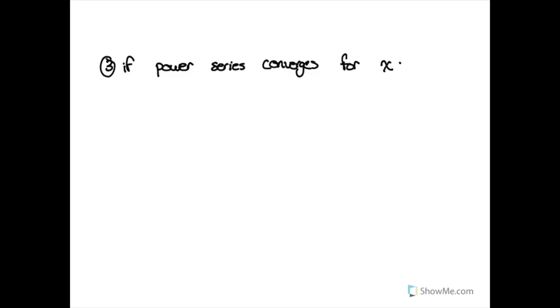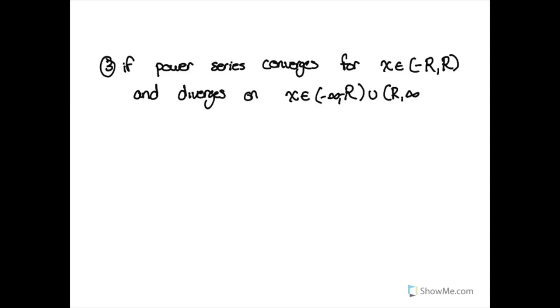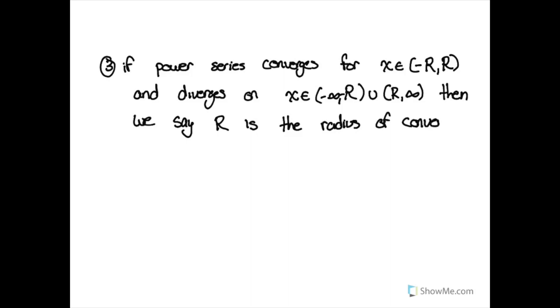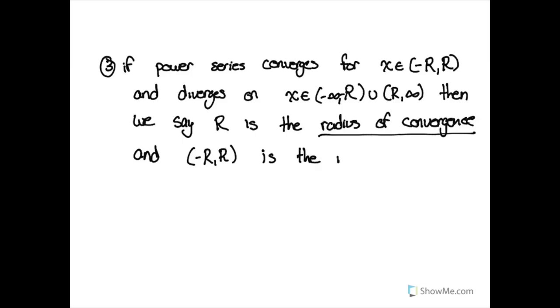for x in minus R to R and diverges on x from minus infinity to minus R, union R to infinity, then we say that the value R is the radius of convergence, and minus R to R is the interval of convergence, because x in that interval is where it converges.